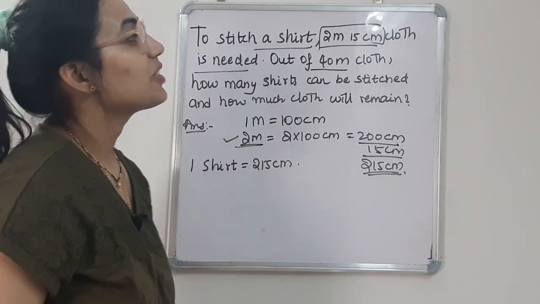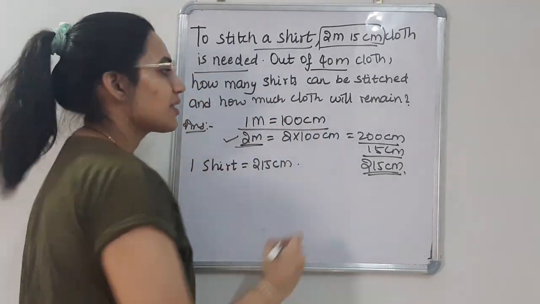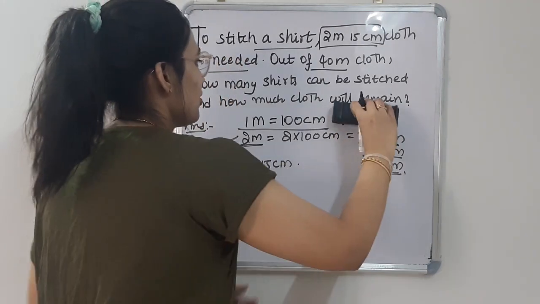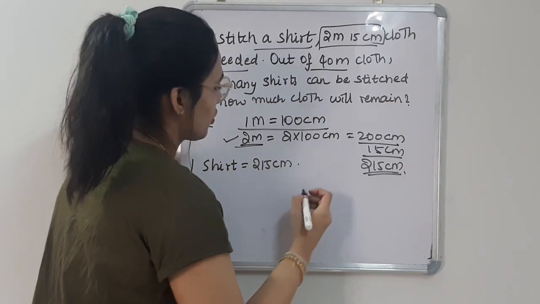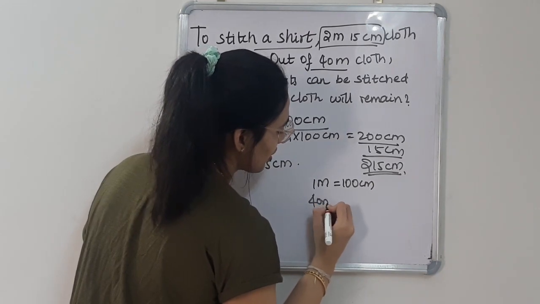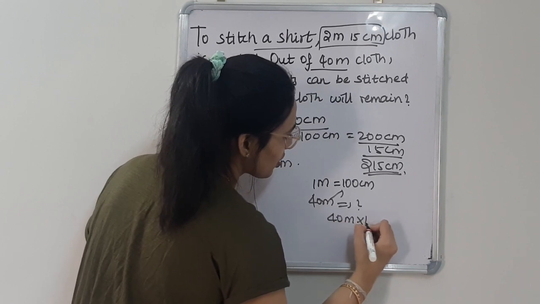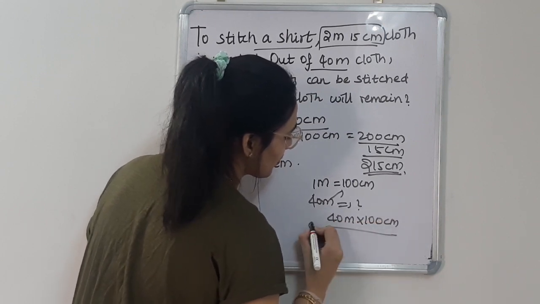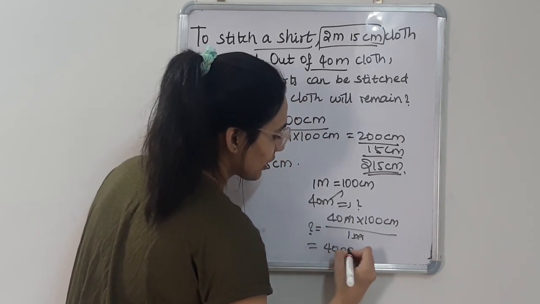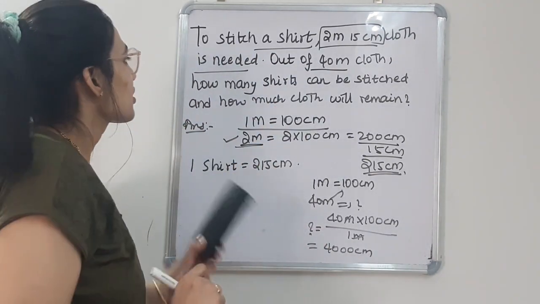Now, out of 40 meters of cloth, again 40 meters. So we know 1 meter is equal to 100 centimeters. So 40 meters is equal to, write it here maybe, 40 meters into 100 centimeters by 1 meter, which is nothing but 4000 centimeters. So there is a total of 4000 centimeters of cloth here.